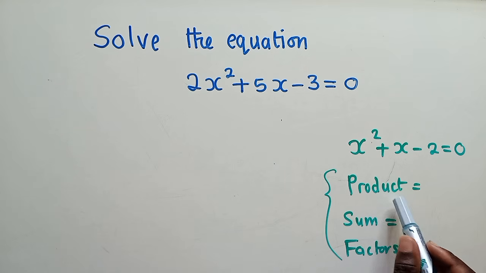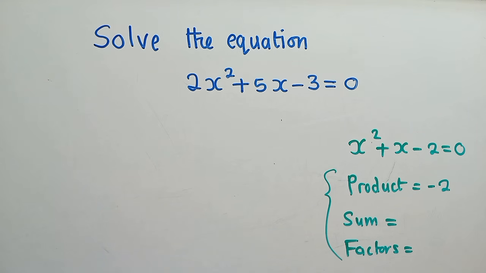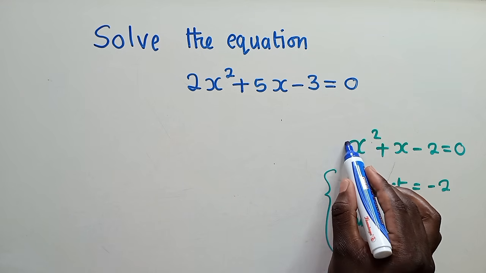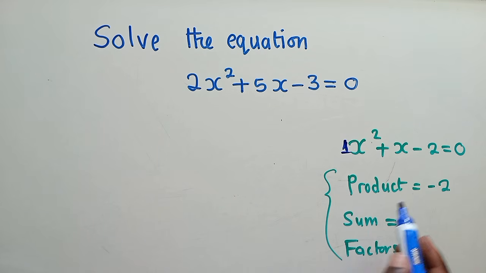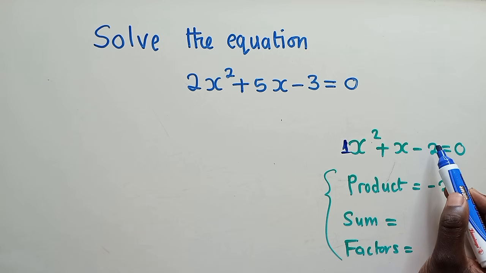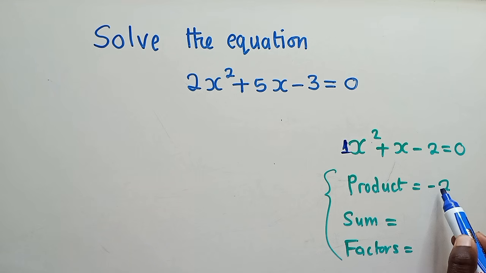So now, what is our product here? Our product will be a negative 2. How did I know that it's a negative 2? This is what you need to do. You check where there is power 2 and check the number that is in front. In this case, we have a 1. And also check the number that has no letter, a constant. So it will be 1 times negative 2, which is negative 2.